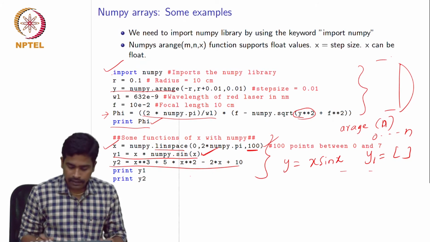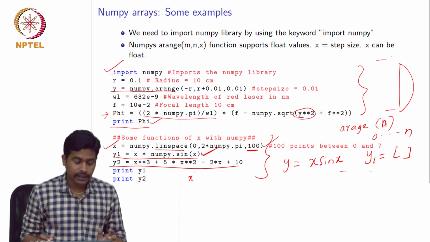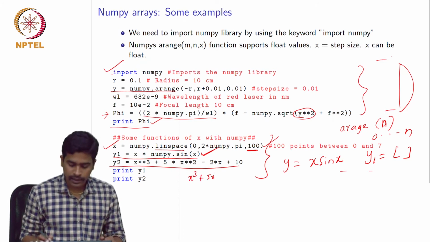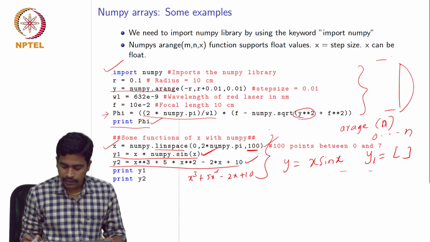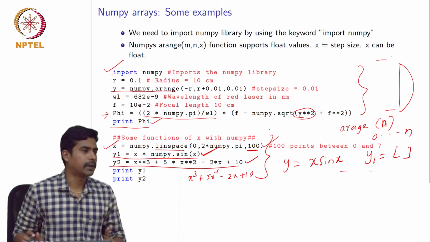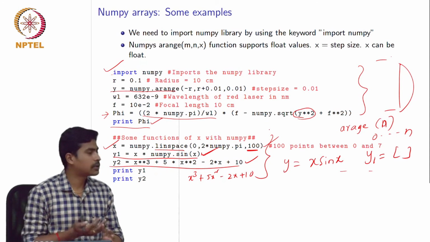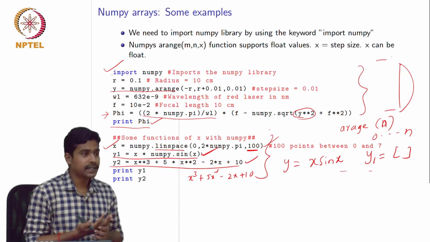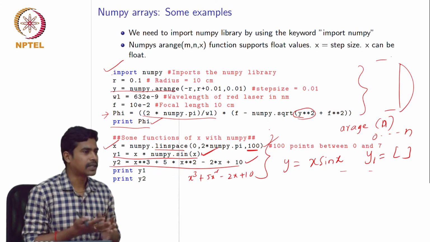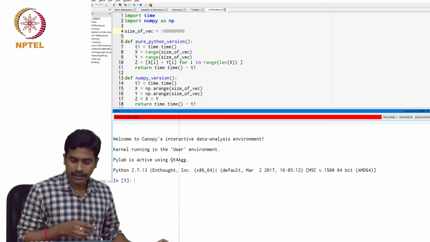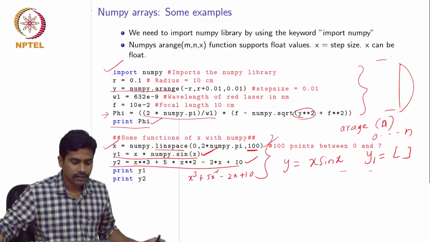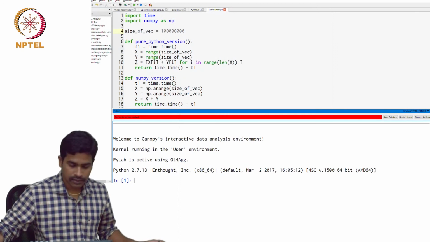And in the second expression, I am calculating this cubic equation, x cube plus 5x square minus 2x plus 10, in just one simple statement. Okay, I hope you all understood how easy it is to write the equations or expressions in NumPy compared to for loops. So let's run these programs. This is working.